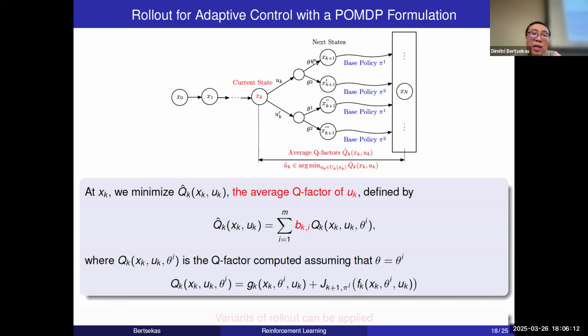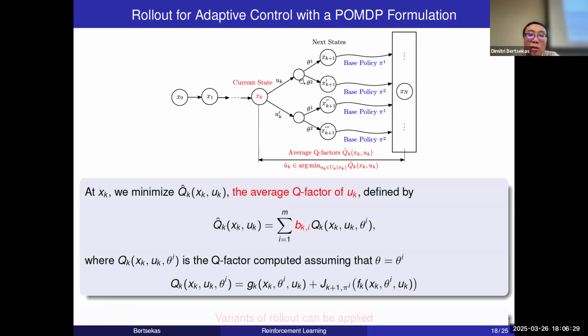we assume theta is equal to theta 1 and run the base policy pi 1 applied to theta 1, for the case where theta equals theta 1, and we get a trajectory, a sample of Q.